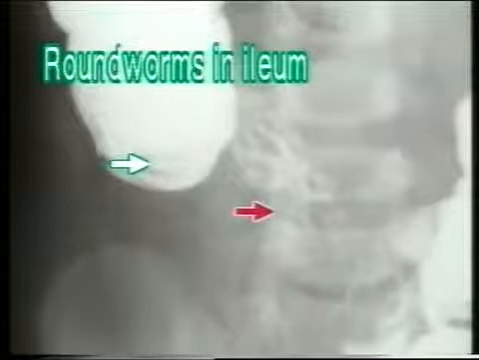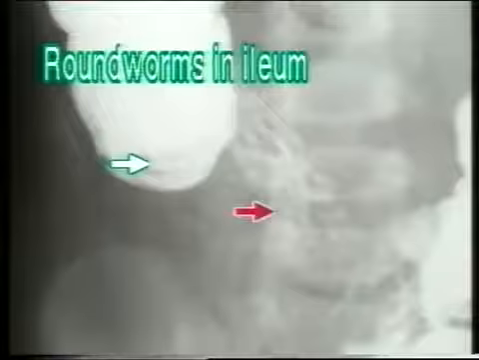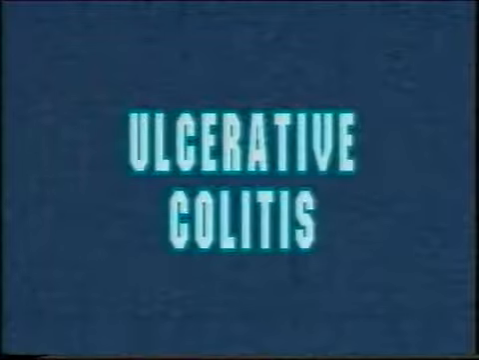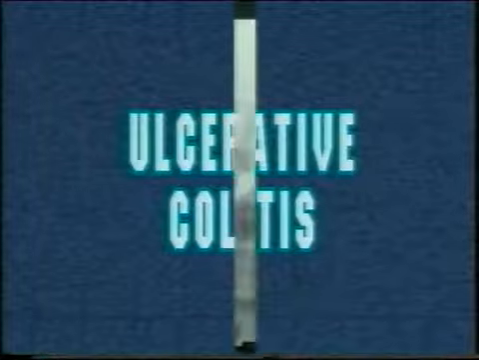One may not do a barium meal study in presence of acute roundworm obstruction, but detection of roundworms in the intestines during a routine barium meal study is very common. Barium enema is the contrast study of the colon after filling it with barium as an enema.